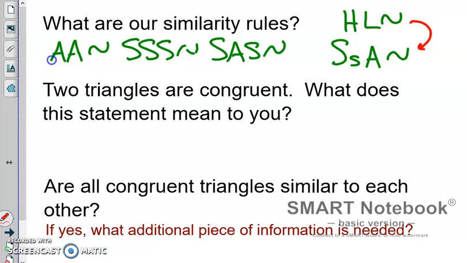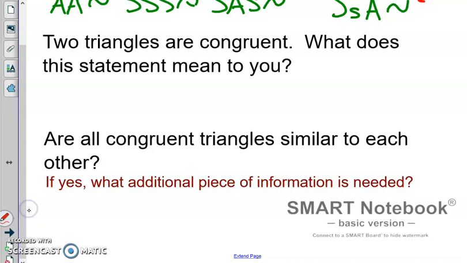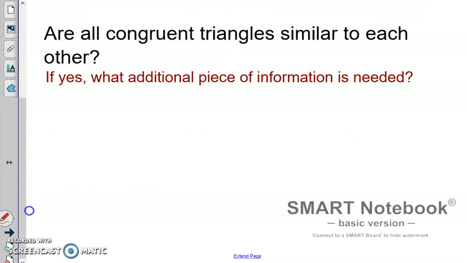For two triangles to be congruent, what does that statement mean? That means that the triangles are identical in every way. That means that corresponding sides have the same length, corresponding angles have the same measurement. So in the last statement, are all congruent triangles similar to each other? And if the answer is yes, then what additional piece of information is needed?